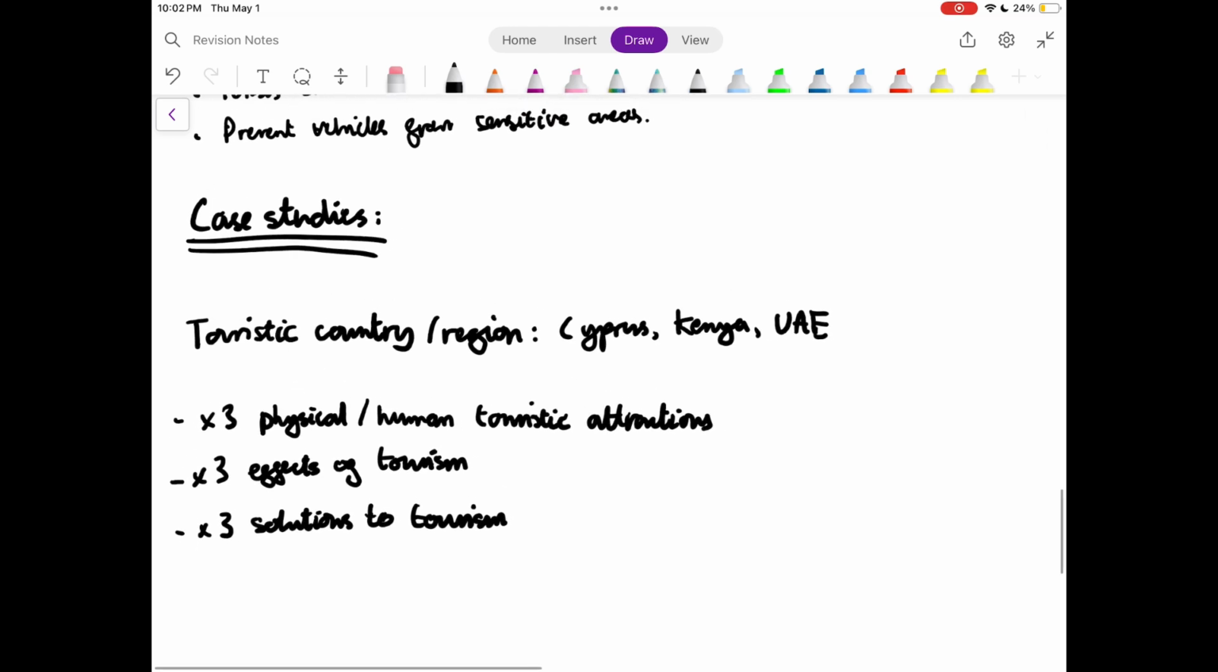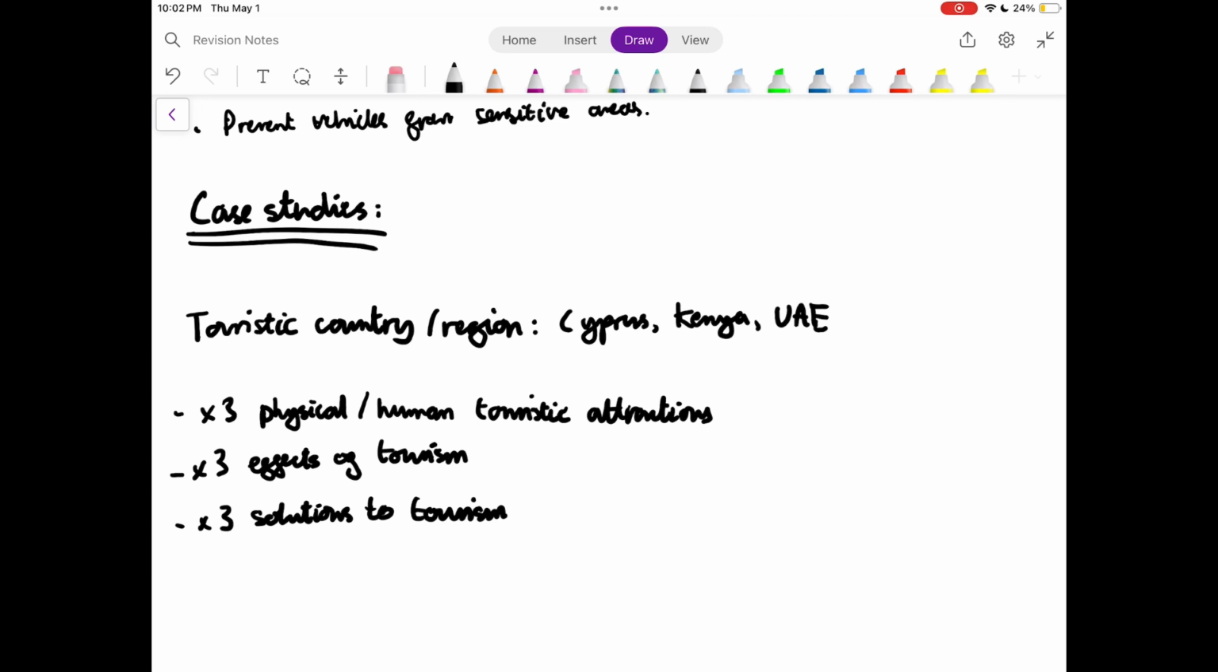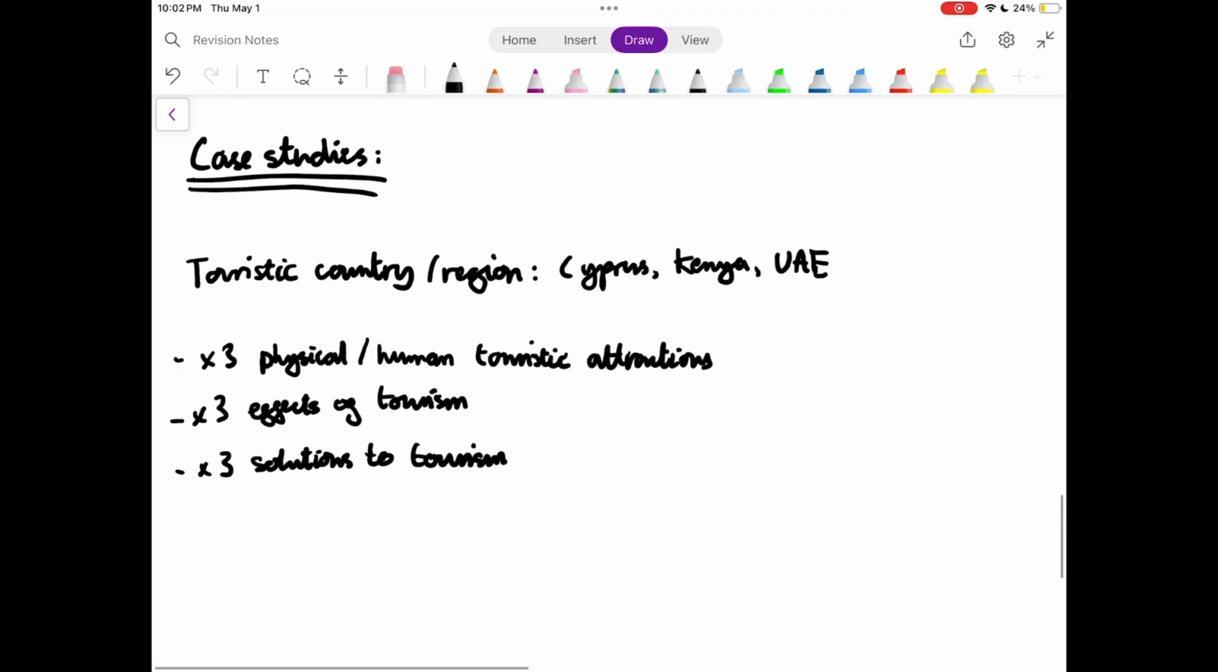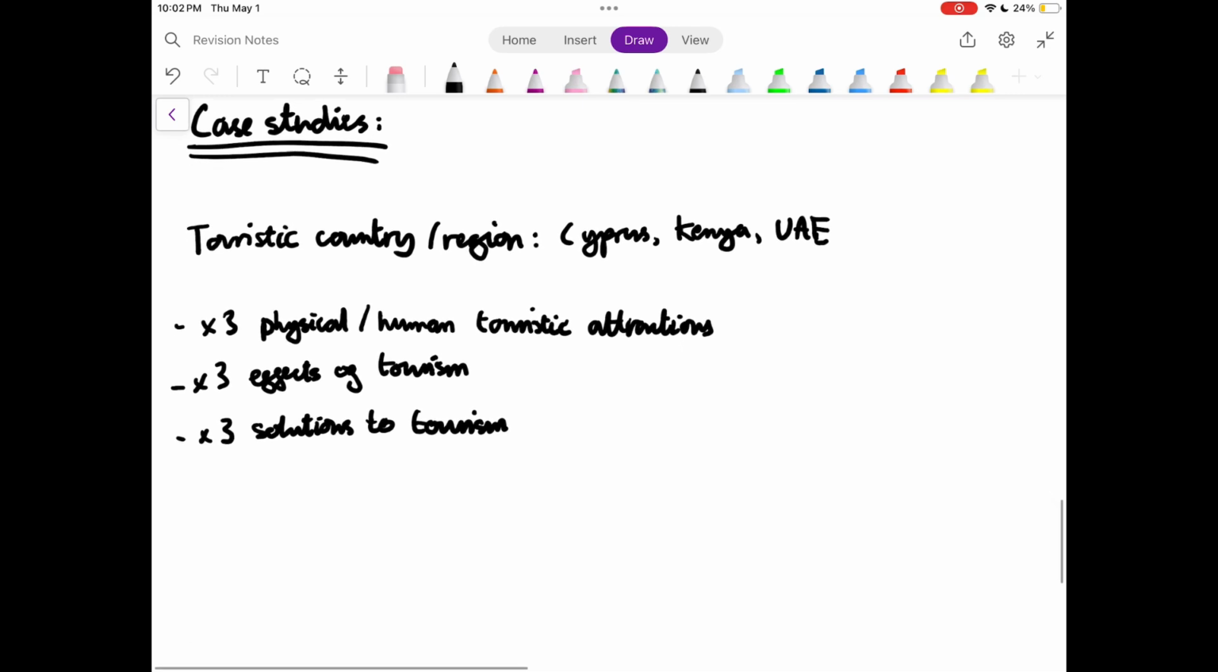Okay, so finally we're going to be looking at the case studies that you need to know. So one of the case studies is a touristic country or region. So examples of this is Cyprus, Kenya, and UAE. So you need to know 3 physical/human tourist attractions and how it attracts tourists. You need to know 3 effects of tourism and 3 solutions to tourism in this region.